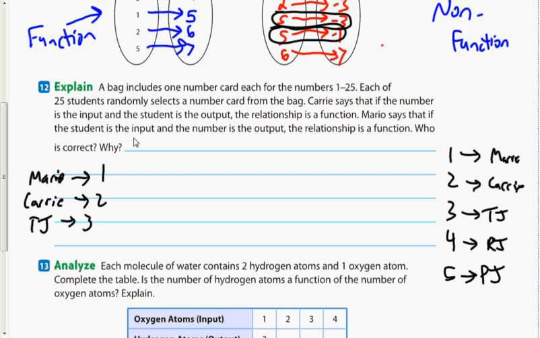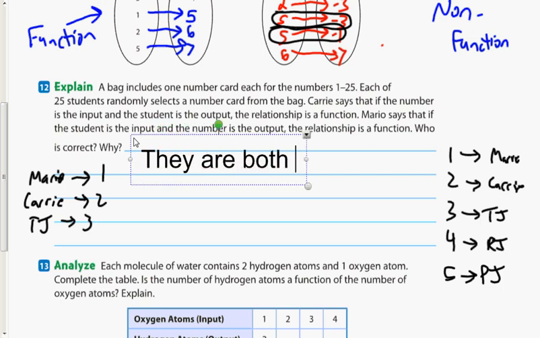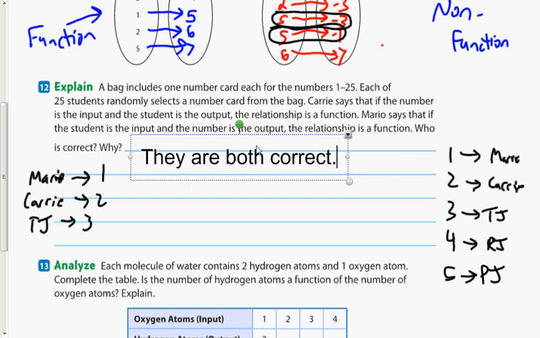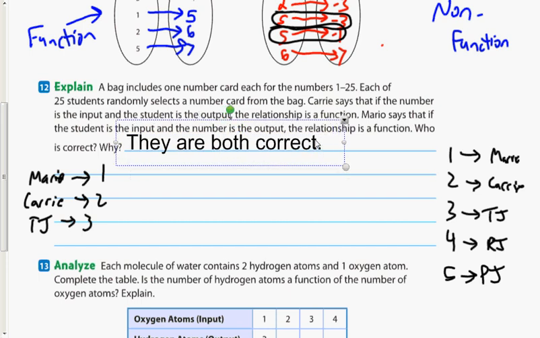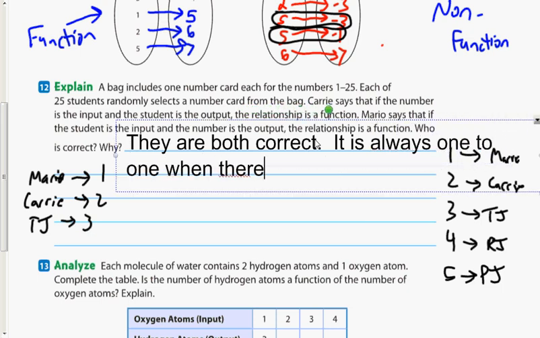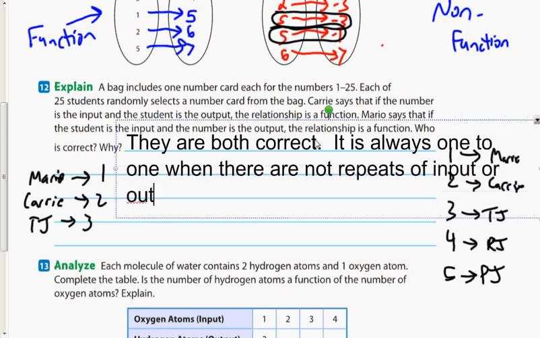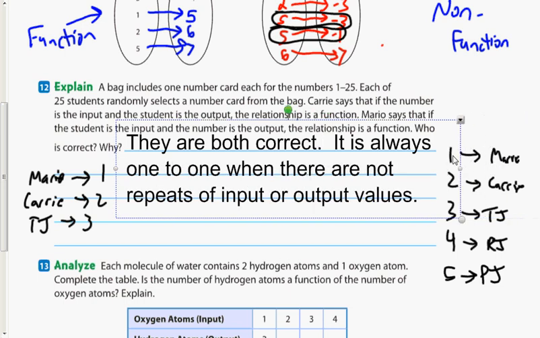And I'm going to type that in here. You can write that in there. They are both correct. And again, our reasoning would be because it is always 1-to-1 when there are no repeats of input or output values. So if there's never any repeats, if one kid gets a number and one number goes to one kid, there's never going to be any repeats, so there's no way that it couldn't be a function.